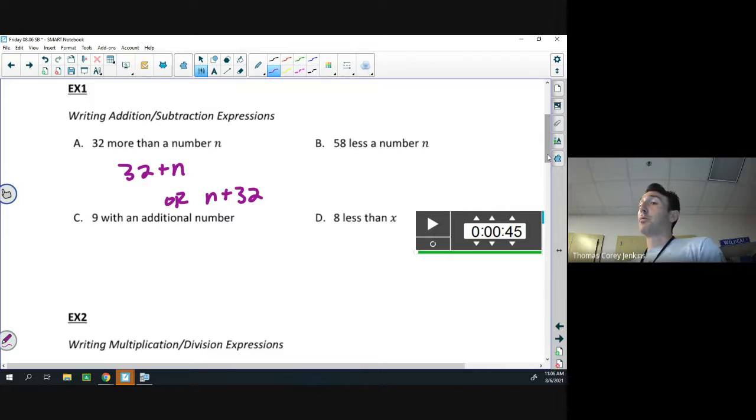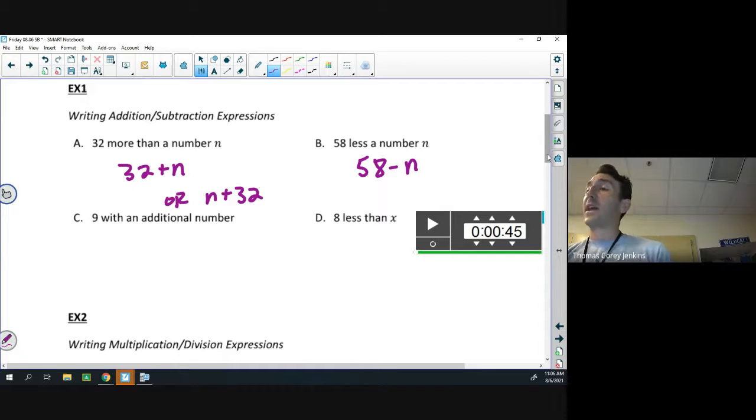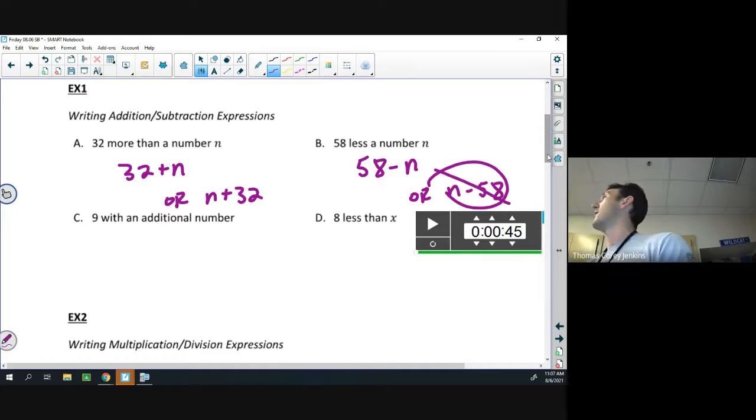And then example B, 58 less a number n. Notice it doesn't say less than a number n. It says less a number n. So that means 58 minus n. Now, I have a question for you, and this is a yes or no. Would I be correct if I said n minus 58? Would that be the same thing? No, right? So subtraction is not commutative. So I'm going to just cross that bad boy out. Taking away 58 is not the same thing as taking away n. Subtraction is not commutative. All right?